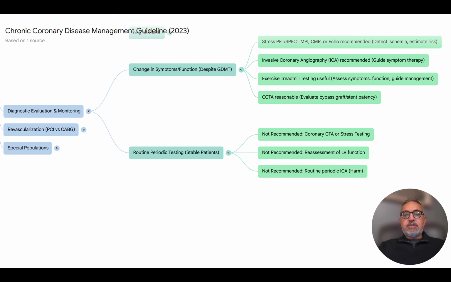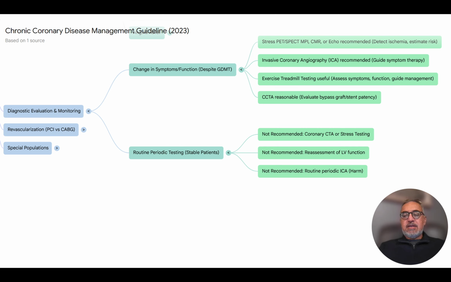So, continuing, when there's a change in symptoms or function despite optimal GDMT, we should consider stress PET, SPECT, CMR, or stress echo imaging to detect ischemia and to estimate the risk. We should do invasive coronary angiography based on symptoms and results of these tests. Exercise treadmill stress test is useful to assess symptoms, functional capacity, and guide management. Coronary CT is reasonable to evaluate native coronary disease.